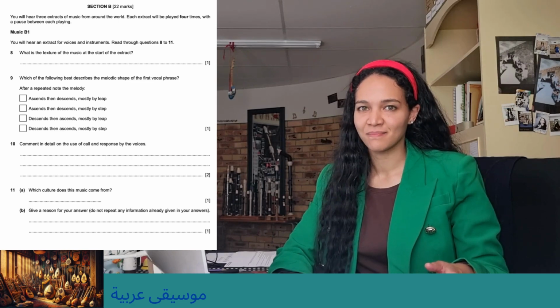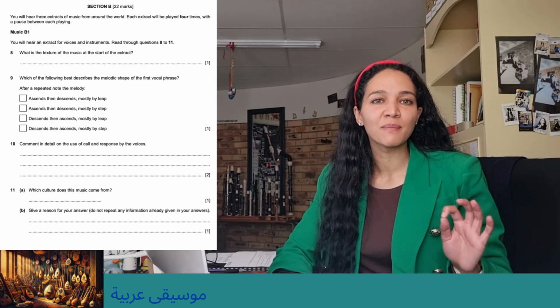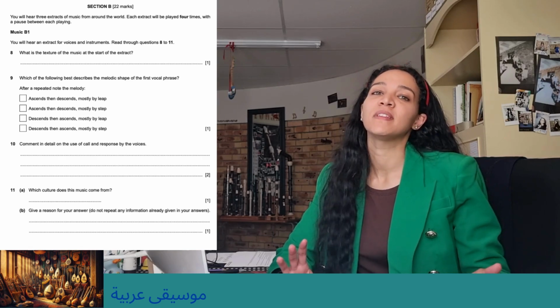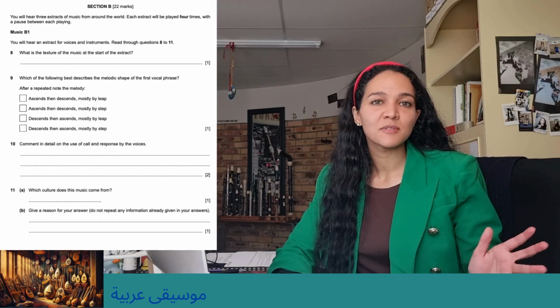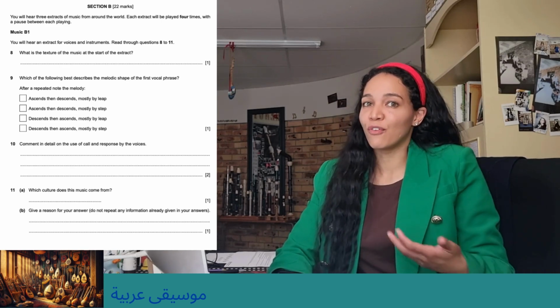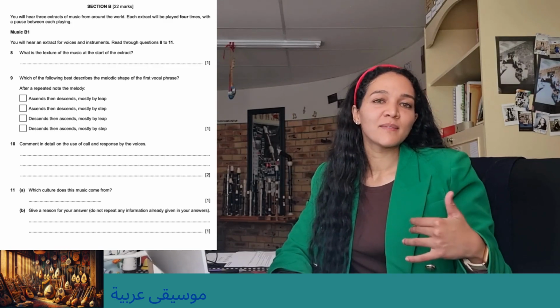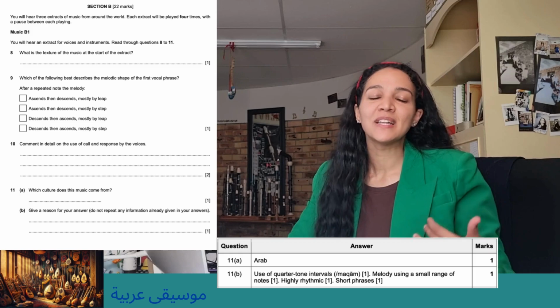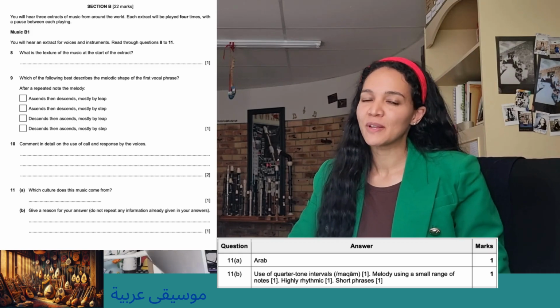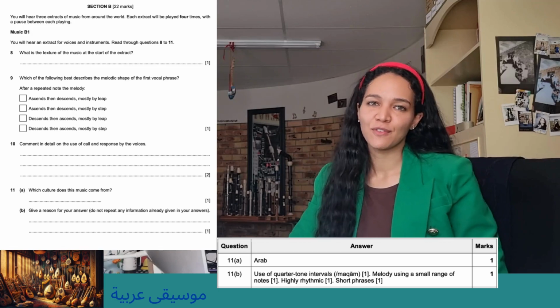You can also note the short phrases and the highly rhythmic elements that come up in the extract. That all links specifically directly to Arabic music. Of course, you could use those reasons for other types of music, whether it be Western art music or any type of world music, but it does relate to Arabic music here, so you can put that down. Remember, we only need 1 fact here, and then Cambridge will give you your mark.